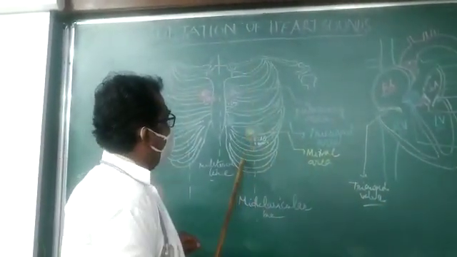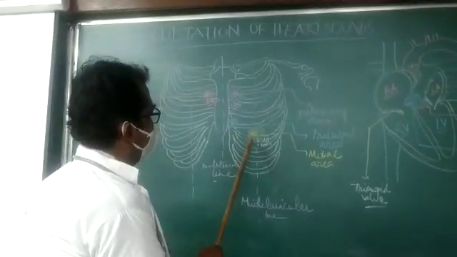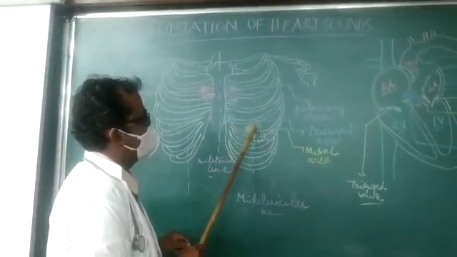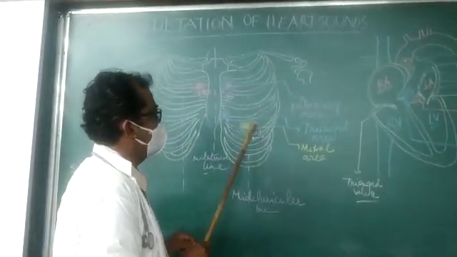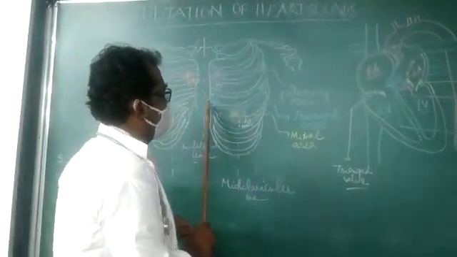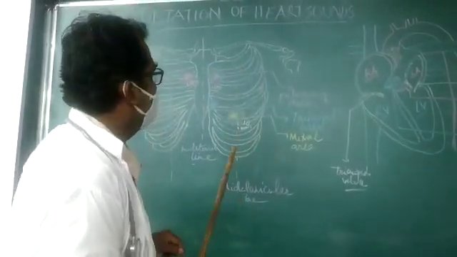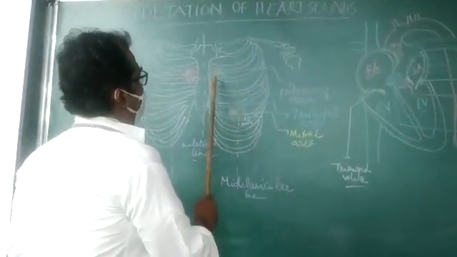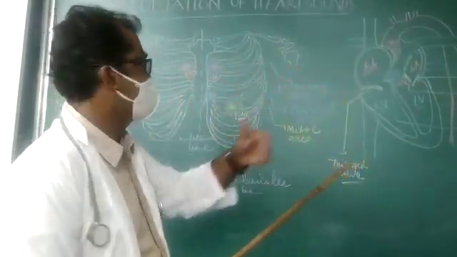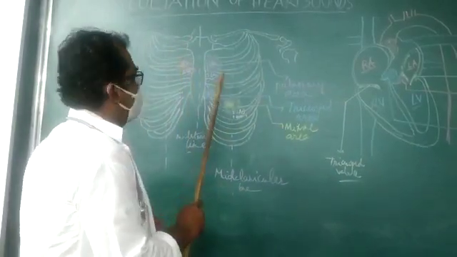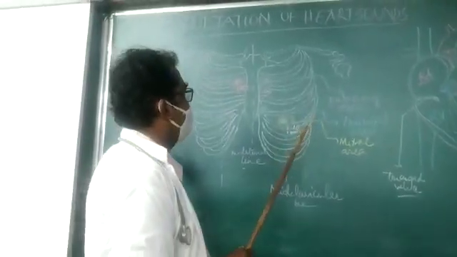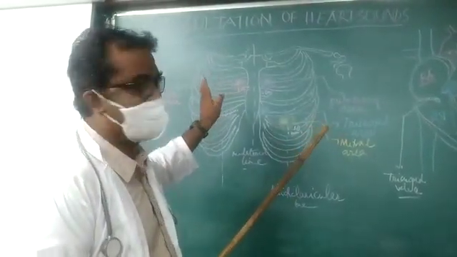at the mid-clavicular line, in the 5th intercostal space, about 8 to 10 centimeter from the xiphisternum, you should look for the mitral area. Just beside the xiphisternum at the 5th intercostal space, the tricuspid area is situated. The pulmonary area is situated at the 2nd intercostal space, around 2 centimeter left of the sternum, and the aortic area is situated at the 2nd intercostal space, 2 centimeter right of the sternum.